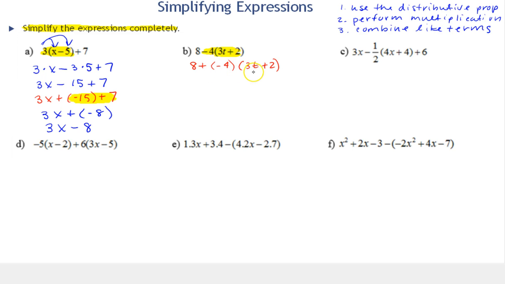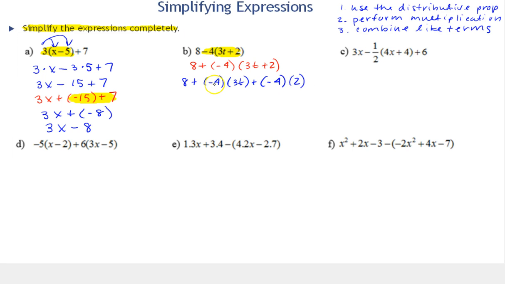here. Okay, so we'll discuss at the end. We're going to multiply this out and refer back to the beginning to see why this is the case. So now the multiplication I could perform is distributing negative 4 to this expression. So let's do that. 8 plus negative 4 times 3t. Now the plus sign, negative 4 times 2. Okay.